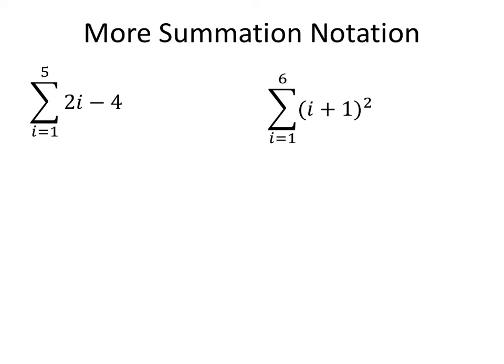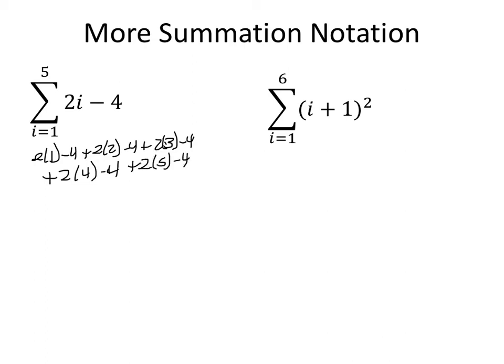Here we have 2i minus 4 added up for the terms i equals 1 to 5. So I'll have 2 times 1 minus 4 added to 2 times 2 minus 4 added to 2 times 3 minus 4 added to 2 times 4 minus 4, added to 2 times 5 minus 4, right? So I've got 5 negative 4s, so that's going to add up to negative 20. And I've got 2 plus 4 plus 6 plus 8 plus 10.